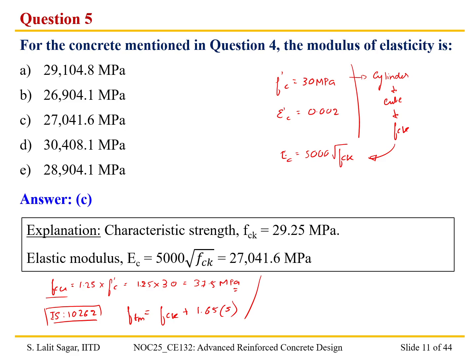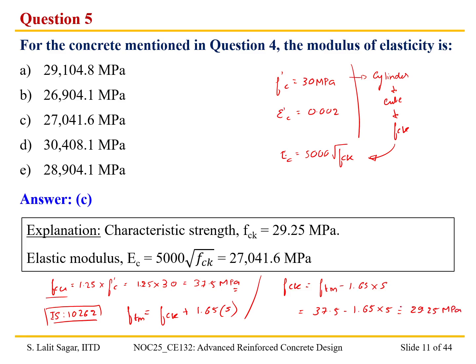So by considering the value of standard deviation as 5, we have FCK equal to FTM or F prime CK, depends on the notation, minus 1.65 into S. That is 37.5 minus 1.65 into 5, which gives us a value of 29.25.